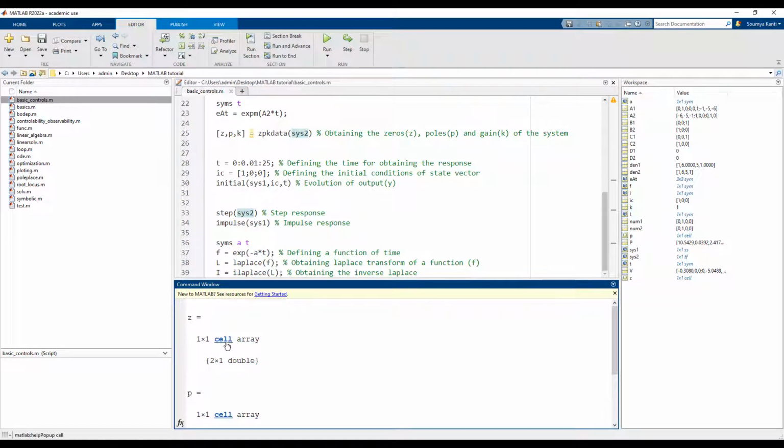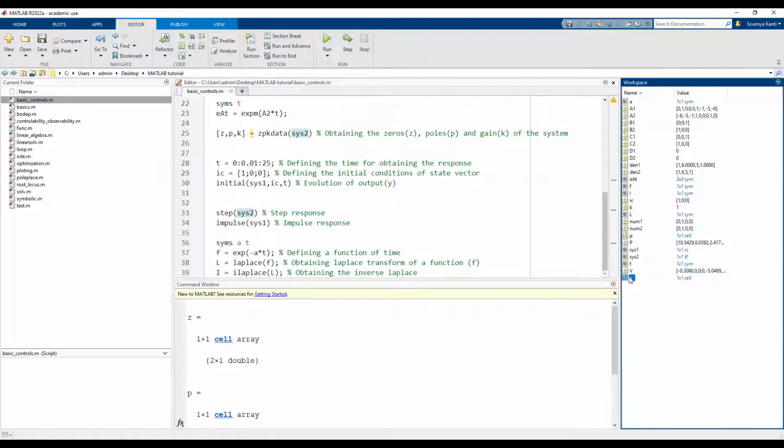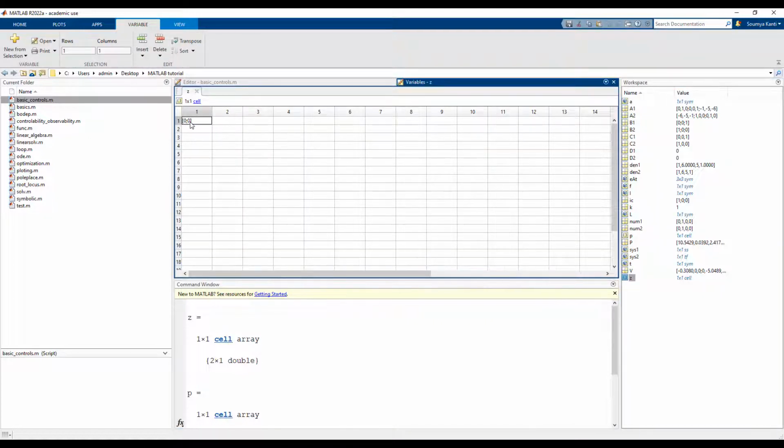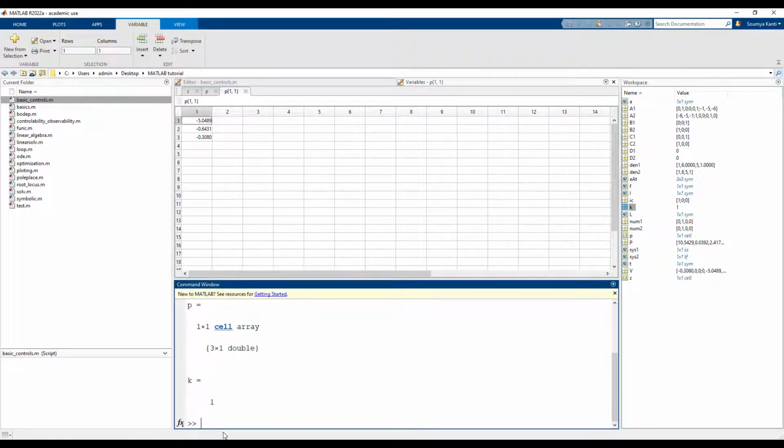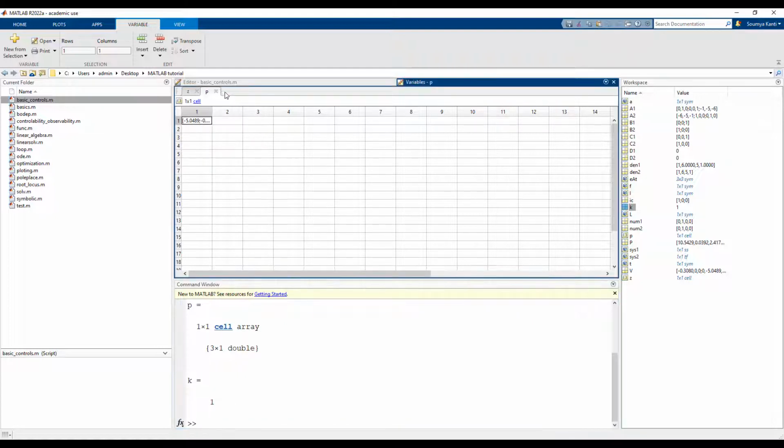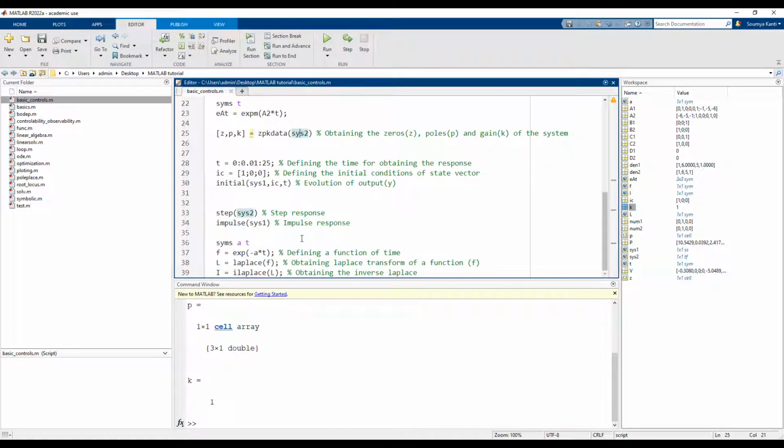So if I open z now, you can see these are the zeros, 0, 0. And if I look at the poles, these are the poles: minus 5.04, 0489 and so on. These are the 3 poles. And what is k? I can also see k. So k is actually 1. K equals 1. So this is how I can find out the poles, zeros and gain of a given system, if it can't be done easily.